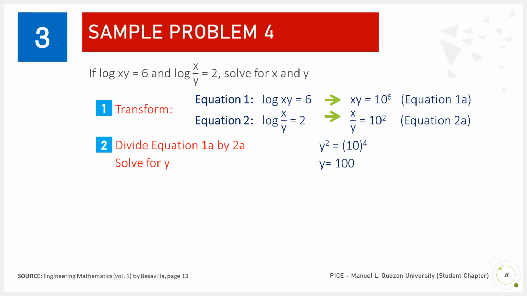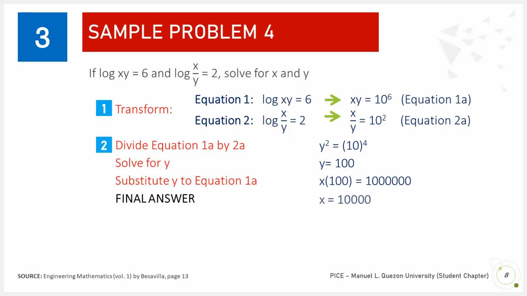Ang kulang na lang natin is yung value ng x. So, we substitute the value of y to equation 1a. So, x multiplied by 100 is equal to 1 million. So, divide the right side by 100 para makuha natin yung value ng x. So, we have x as equal to 10,000. So, meron tayong value ng x, 10,000, and our value ng y is 100.